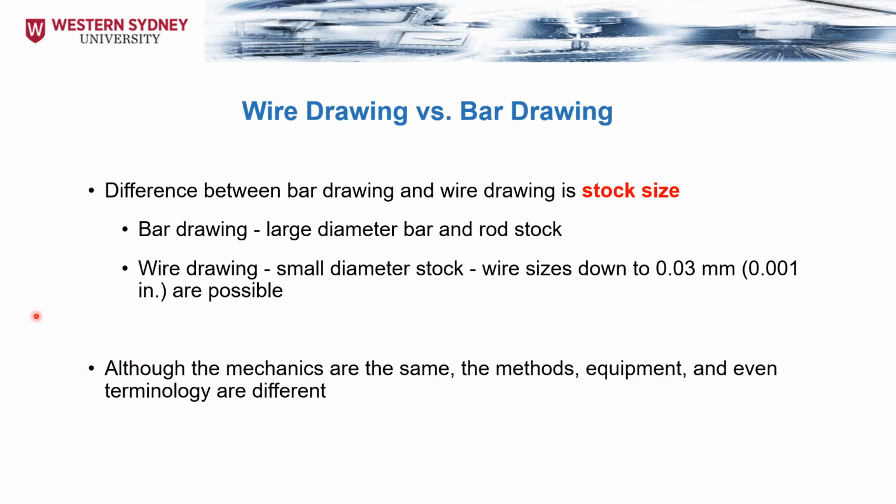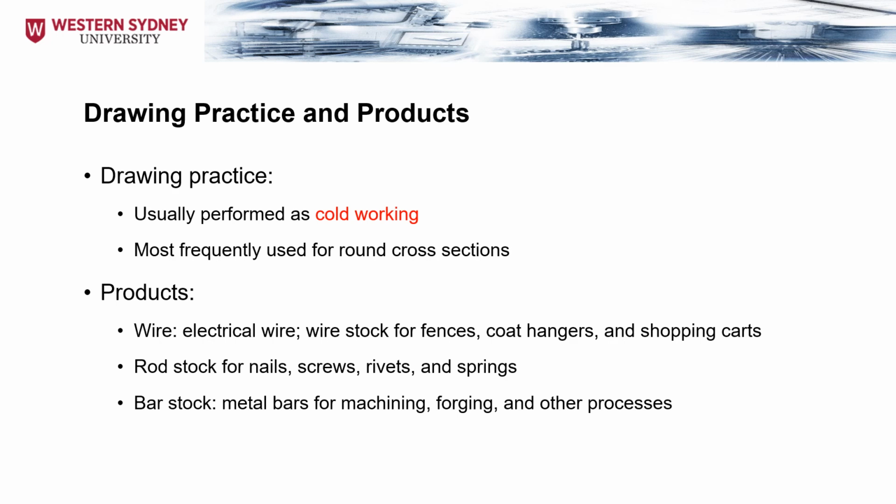Now the terms of the wire drawing versus the bar drawing. The difference between bar drawing and wire drawing is going to be the stock size. In the case of bar drawing, we are going to use a larger diameter bar, the broad stock. In wire drawing, a small diameter stock is used, where wire sizes down to 0.03 millimeters are going to be possible. Both machines are going to be the same. The method, the equipment, and even the terminology are going to be different.